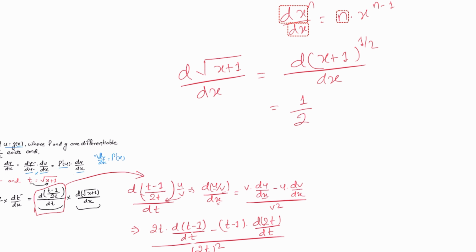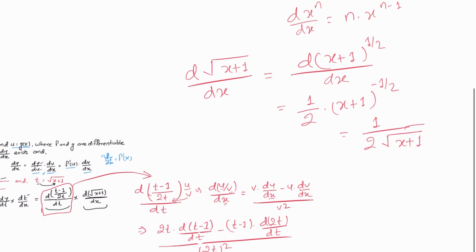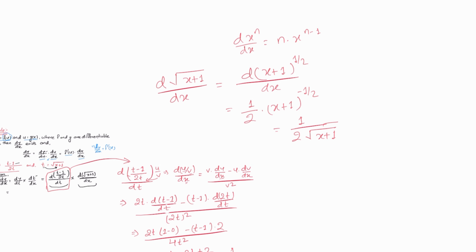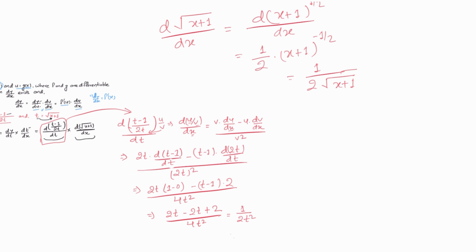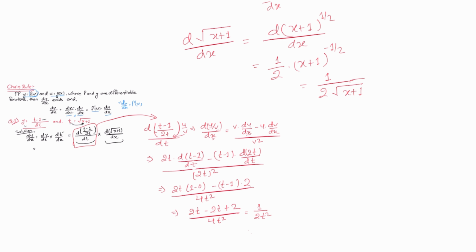So 1 upon 2 times (x plus 1) to the power 1 by 2 minus 1, means minus 1 upon 2. So we can write it as 1 upon 2 root under x plus 1. Minus means this will go in the denominator, and 1 by 2 power is root under, so 1 upon 2 root under x plus 1 is our answer here. So we have got the derivative of both the expressions. Now we will proceed further.